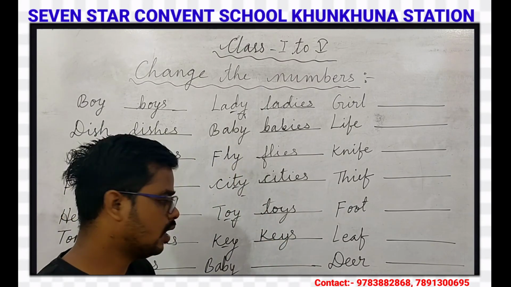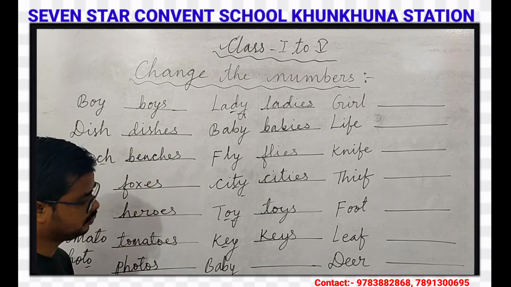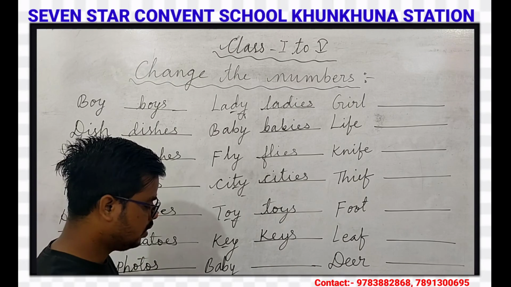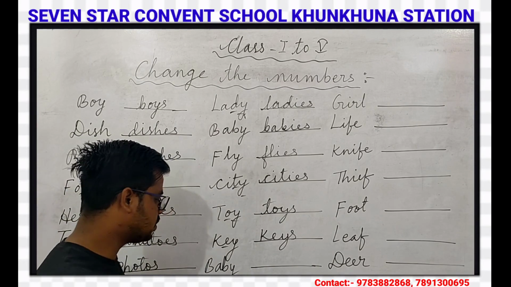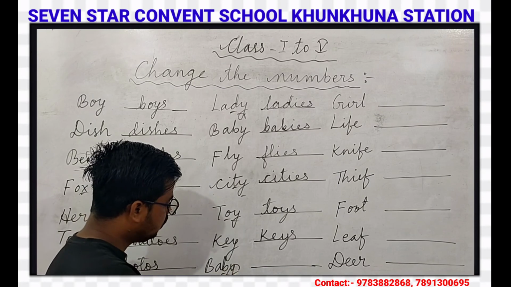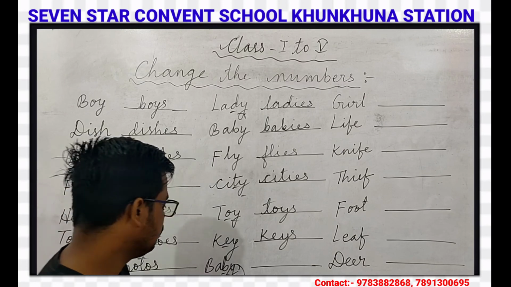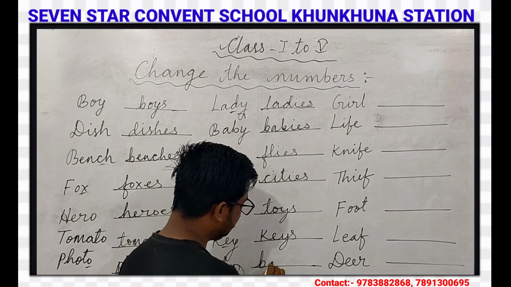Okay, students, I hope you are understanding. Our next question, baby. Its last letter is y, and before y there is a consonant, so we replace y with i, then add es to make it plural. Baby will become babies.